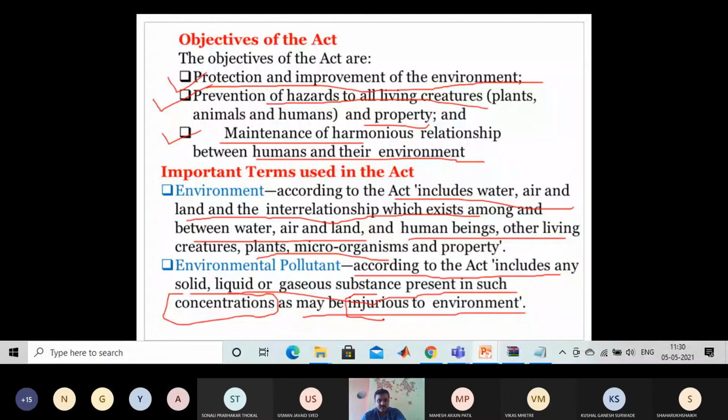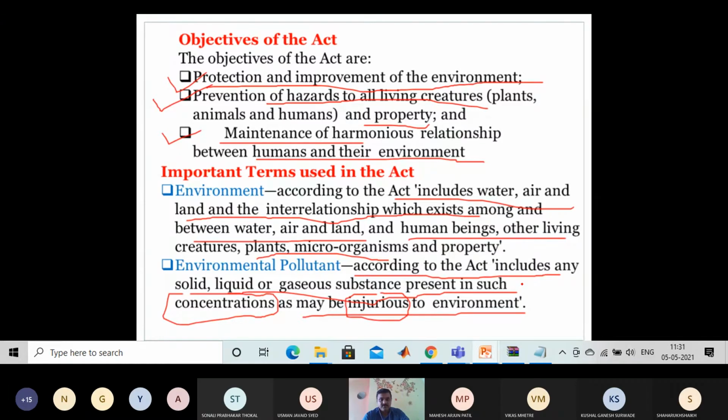Now, once you understand the definition of environment, the next is the environmental pollutant. According to the Act, it includes any solid, liquid, or gaseous substance present in such concentration as may be injurious to the environment.